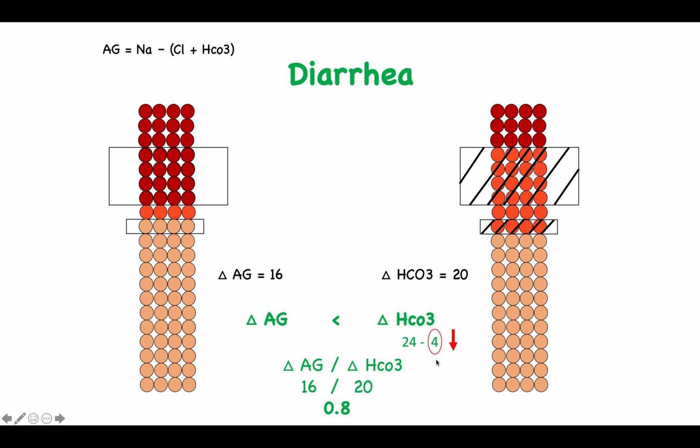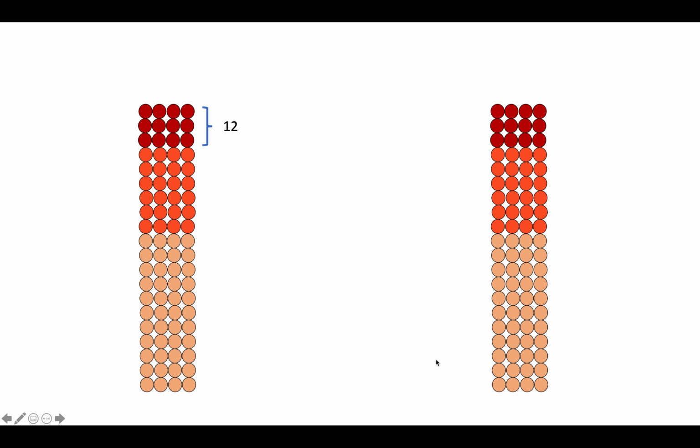It is normal anion gap metabolic acidosis, and the cause is diarrhea in this example. Can you give me another example? Yes, when you lose the bicarb from the proximal tubule, as we see in proximal RTA. Okay, I'll give you another scenario.